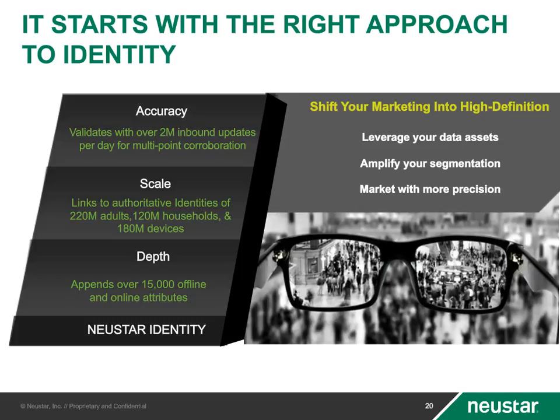We link those updates to 220 million adults across 120 million households and 180 million devices. We also bring in over 15,000 offline and online attributes to describe not just who those individuals are, but how you should message to those individuals.